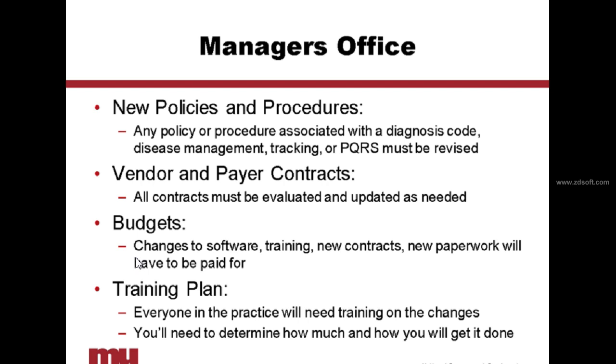Vendors and payer contracts will need to be evaluated. They will need to be contacted if necessary to check to see if they'll be ready for ICD-10 as well. The training needs to be provided, such as ICD-10 coding or training on new software updates. The office manager will need to make sure that those expenses are in the budget. Now, for a training plan, you will need to determine how much and how you will get it done.